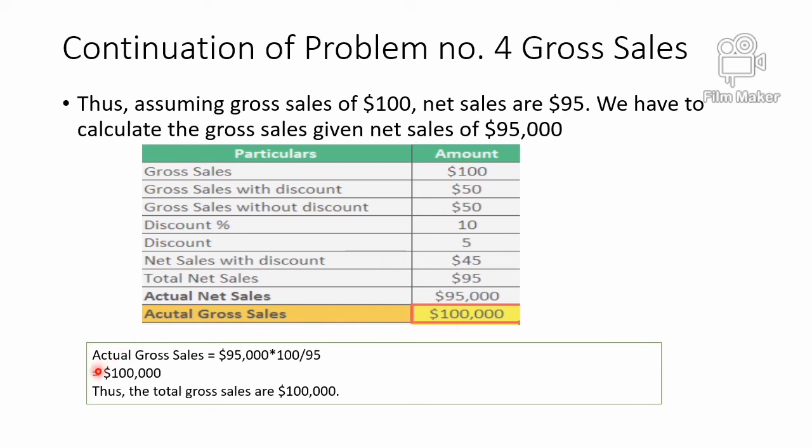To get the actual gross sales: 95,000 as our actual net sales times 100 as the gross sales, divided by 95. So actual gross sales will be $100,000. Does the total gross sales equal 100,000? Yes.